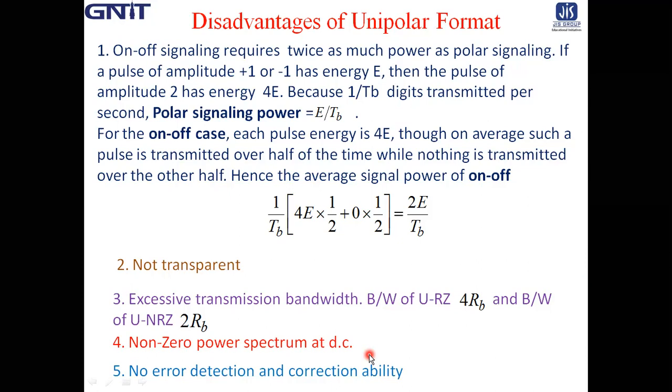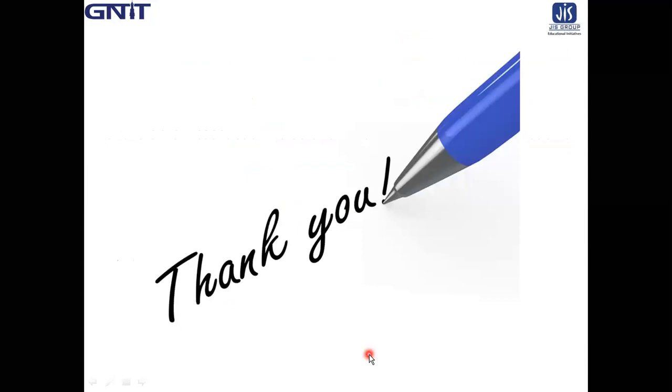Okay, so this is all about the unipolar format, and based on the properties we see that all the properties are mainly disadvantages for unipolar NRZ and RZ format. So in the next we move to the calculation of polar format. So let us stop here. Thank you.